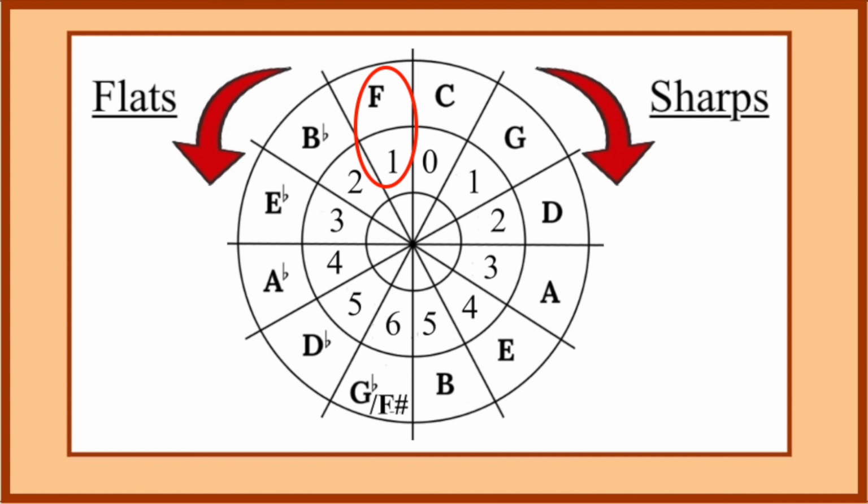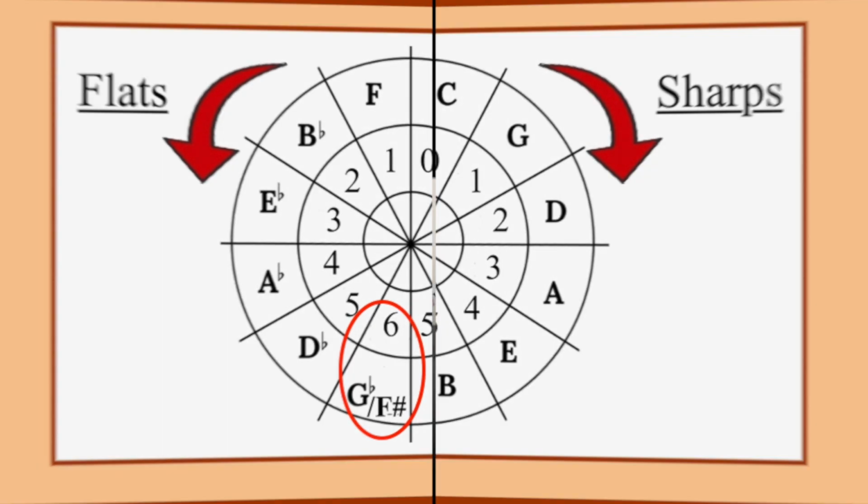Conversely, if you move counterclockwise on the circle, you'd be moving to the key of 1 flat, the key of F, the key of 2 flats, the key of B flat, until you get all the way down to G flat, the key of 6 flats. Notice that it could also be called F sharp, the key of 6 sharps.